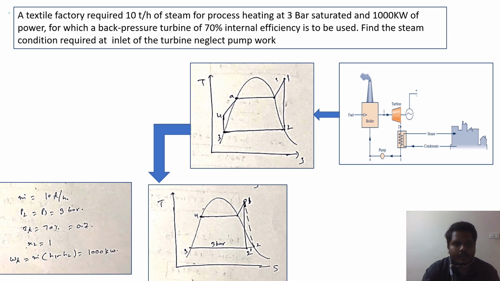Now let us see the other problem, which is on a cogeneration power plant. A textile factory requires 10 tons per hour of steam for process heating at 3 bar, saturated, and 1000 kilowatt of power, for which a back pressure turbine of 70% internal efficiency is to be used. Find the steam condition required at the inlet of the turbine. Neglect pump work.